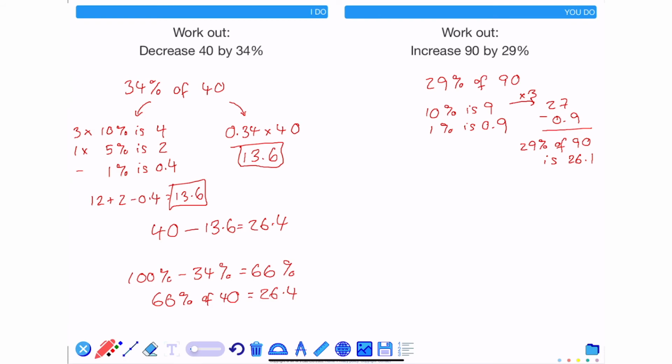Because this is an increasing question, 90 plus the 29% would give me 116.1.